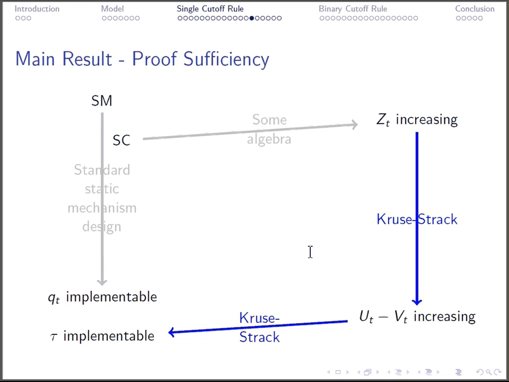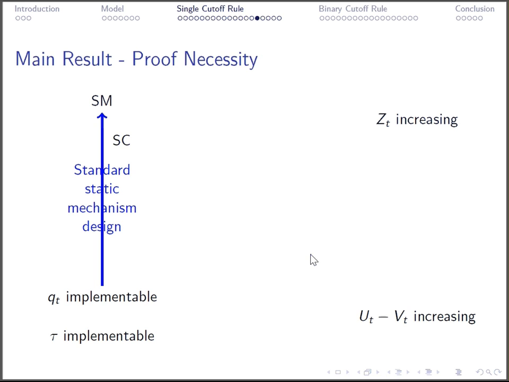Then after that, we have Kruse and Strack. Kruse and Strack did not actually go through these two steps, but their proof can be converted into something like this. Basically, we have said monotonicity implies the UV difference has the monotonicity property, which implies tau being implementable. To look at this diagram as a whole, the only thing I did is some algebra here, which is not really that much. I also have the converse here. Kruse and Strack didn't prove the converse, so I did it.